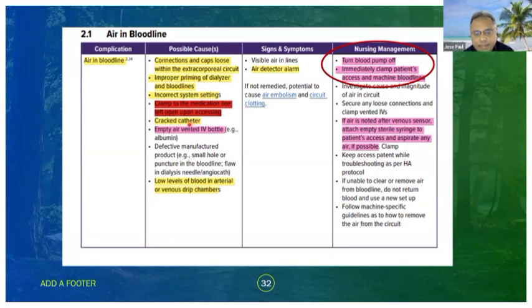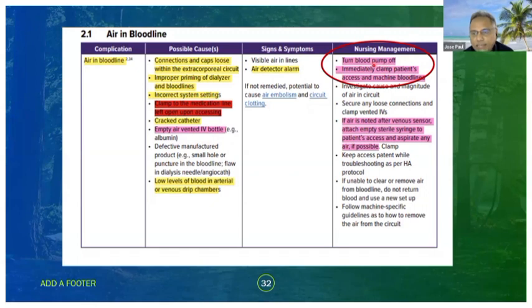And a cracked catheter, you will have to look at whether the catheter is mechanically good. Then you can have an empty air-vented IV bottle, for example, when you give antibiotics or albumin or saline or anything like that. If it is empty, it can draw air from the empty bottle into the blood lines. And the air detector alarm will go on, and it will alert you to the patient.